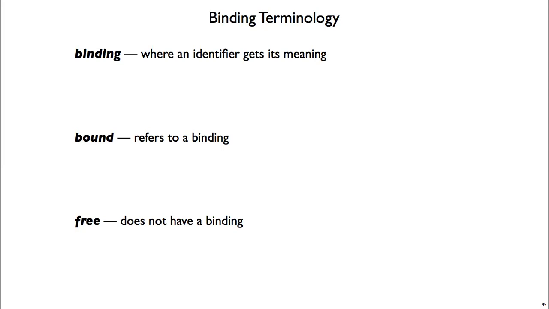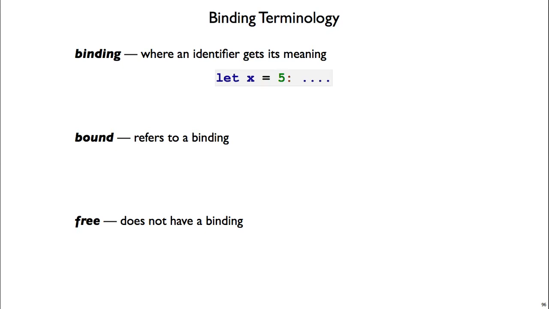Finally, let's introduce some terminology around binding because this is going to be useful to have going forward. So for every identifier that appears in our Mo program, one of the three words below applies to it. It's either a binding identifier, a bound identifier, or a free identifier.